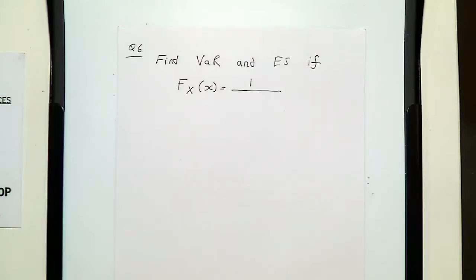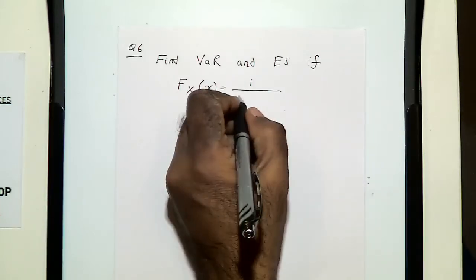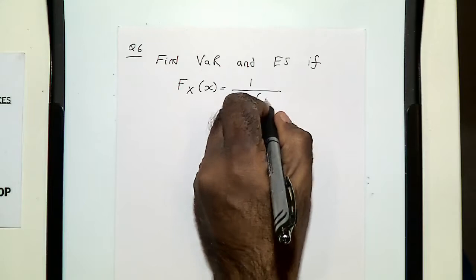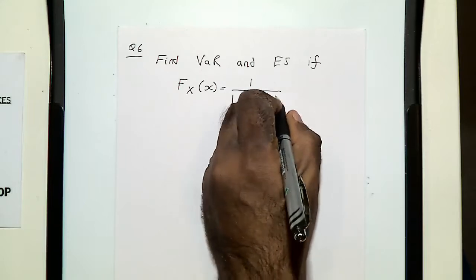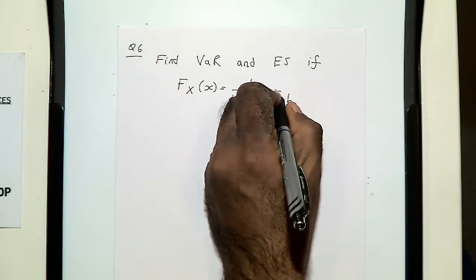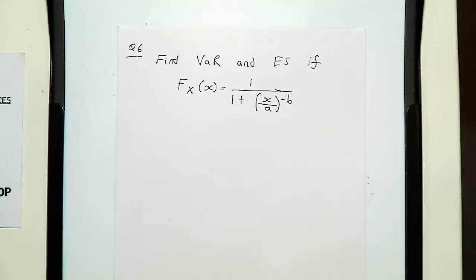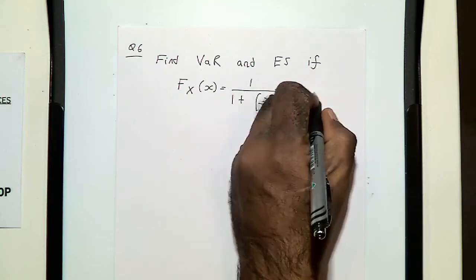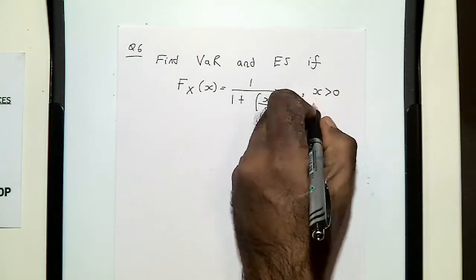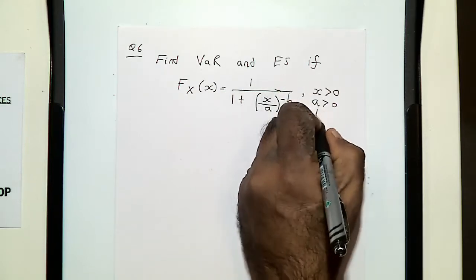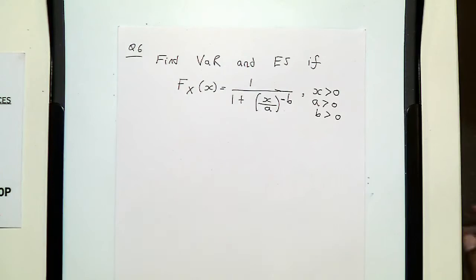One divided by x divided by a, x is positive, a is positive and b is positive. Okay, can you take a few minutes and see if you can do this, please?